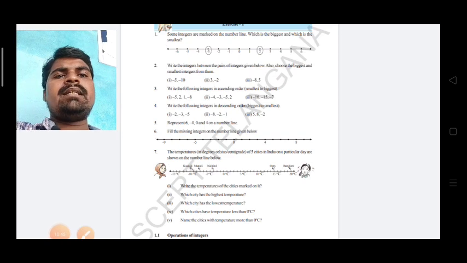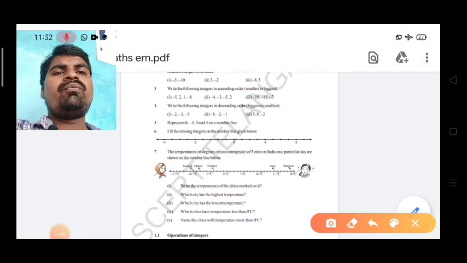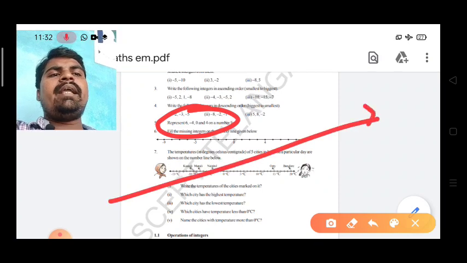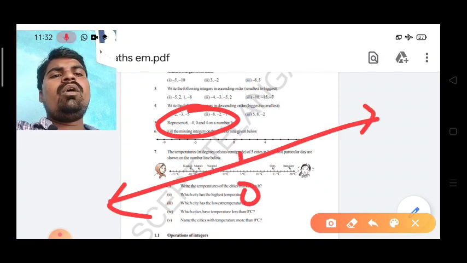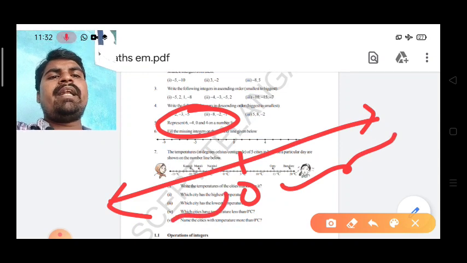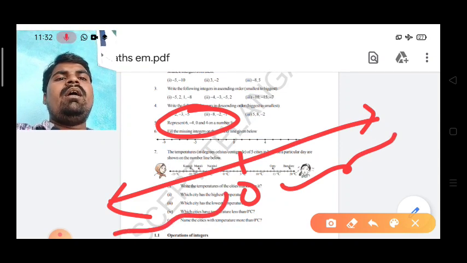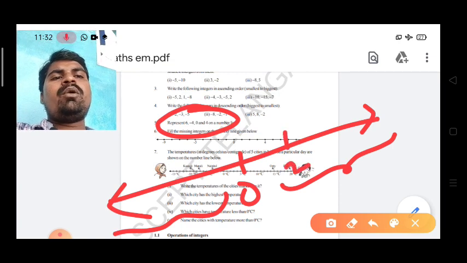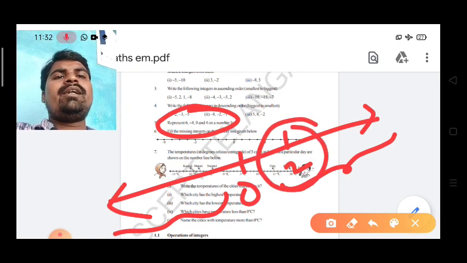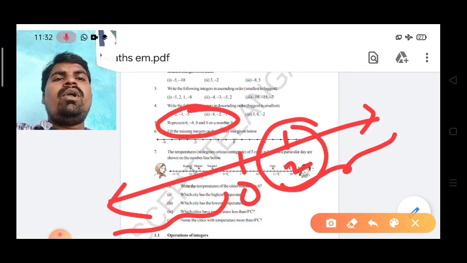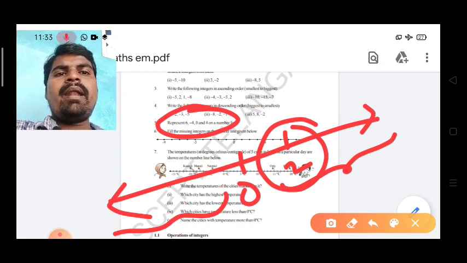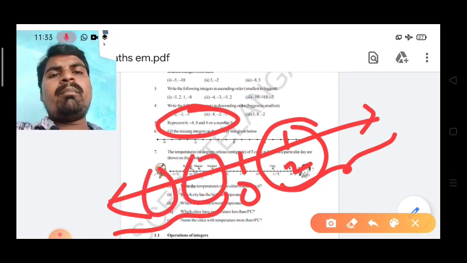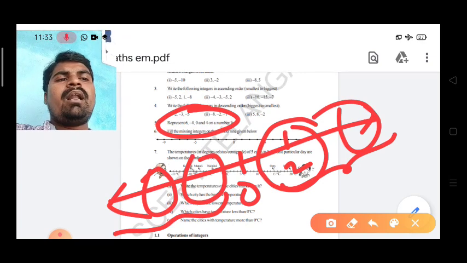Represent 6, -4, 0 and 4 on the number line. Draw the number line with 0 in the middle, positive on the right side and negative on the left side. You should write some numbers and mark the numbers. For example, if you require 2, you mark it like this, but here there is no 2. Here there are 4 numbers: 6, -4, 0 and +4. You should represent these 4 numbers on the same number line, not different number lines. Draw only one number line, and after that mark the 4 numbers on it. This is the fifth problem.